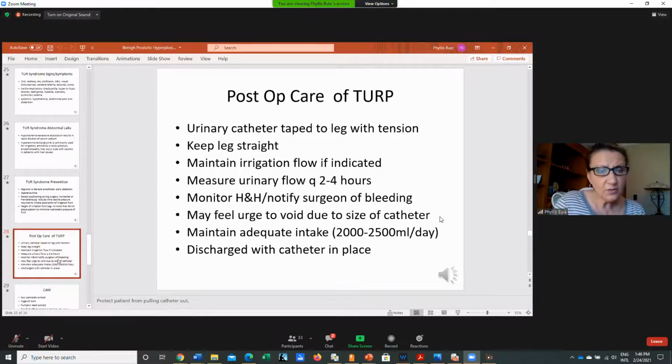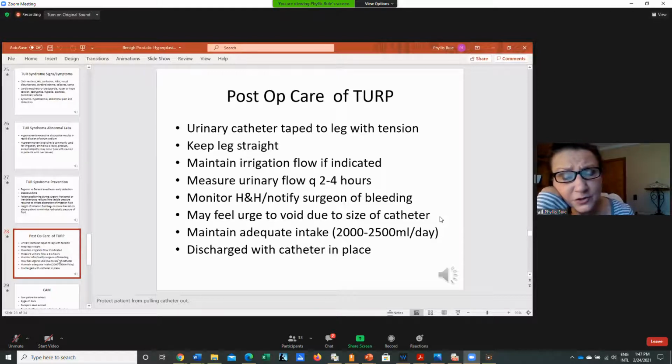So how are we going to care for a patient that has had a TURP? Well, we've already talked about how those catheters are taped in place really tight. The patient's going to complain of some bladder spasms, so we're going to need to have them on some type of an antispasmodic. Try to keep their leg as straight as possible to keep that catheter straight and the tension taut on it. Maintain the irrigation flow.